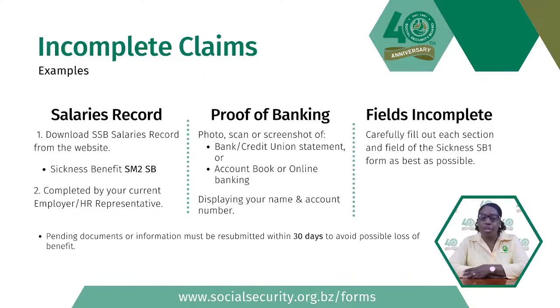You need to ensure that your salaries record form is submitted along with your sickness benefit claim form so that you have the pieces of the puzzle together. So always remember that when you're submitting a claim, you need three pieces. The first being a complete sickness benefit form, the second being a completed salaries record form from your employer, and the third being proof of your banking information.